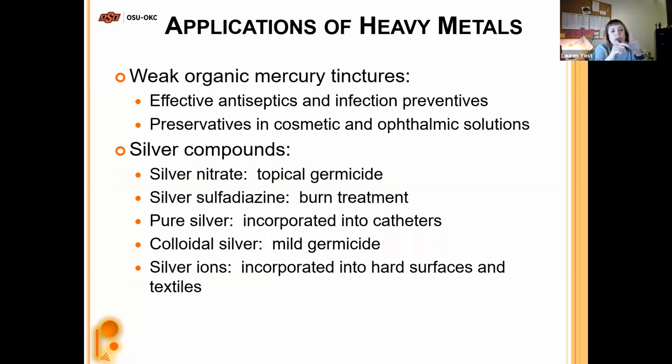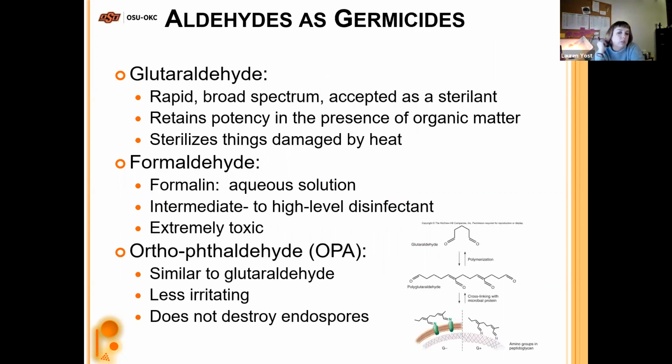Silver compounds like silver nitrate, sulfadiazine. If you've ever had a burn, you've probably been treated with that. Using pure silver, you can put it into catheters, like embed it within the catheter itself. Colloidal silver, you can mix into a solution. And then silver ions we can incorporate into hard surfaces and textiles to make them antimicrobial. Like FIGS scrubs, I think, have something like that.